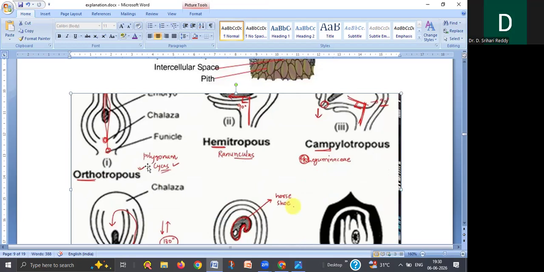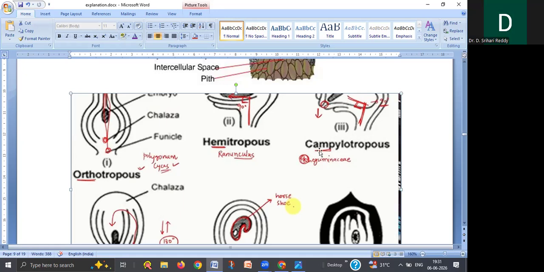So you must read the examples also. Polygonum is an example of the orthotropous ovule, and Cycas too. The presence of the orthotropous ovule is a primitive feature. Usually we find it in the gymnosperms and also in the lower angiosperms. And the hemitropous ovule is bent 90 degrees.